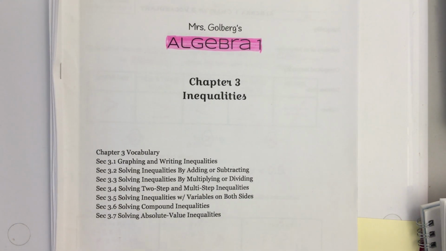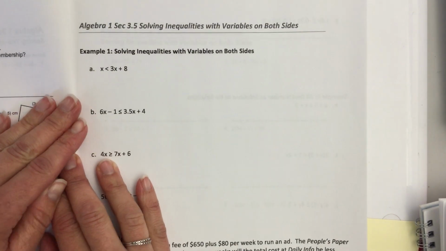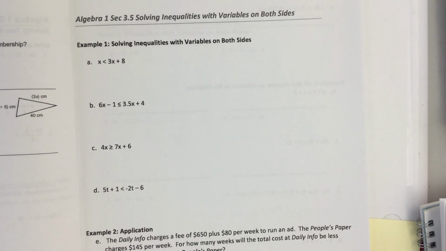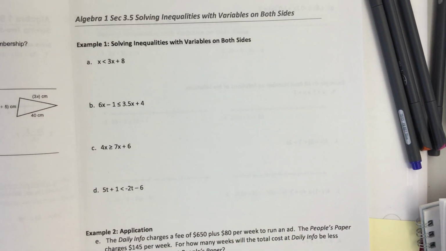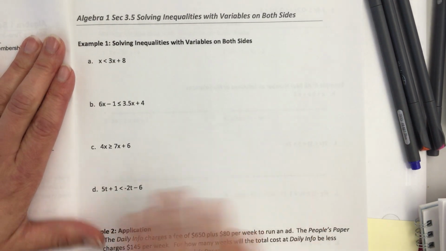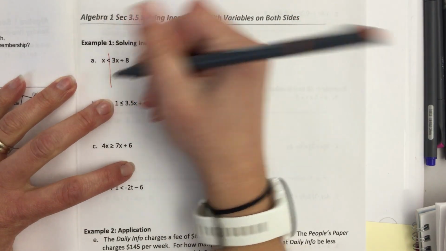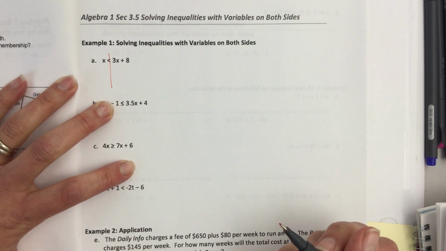Okay, Algebra 1, we are moving on to section 3.5, solving inequalities with variables on both sides. So this is very similar to solving equations with variables on both sides. So lots of those skills that we practiced during that section in our last chapter will help you with this. Anytime you are going to solve an equation or an inequality, I always like to determine both sides of the equation or inequality by drawing a line through that inequality symbol.